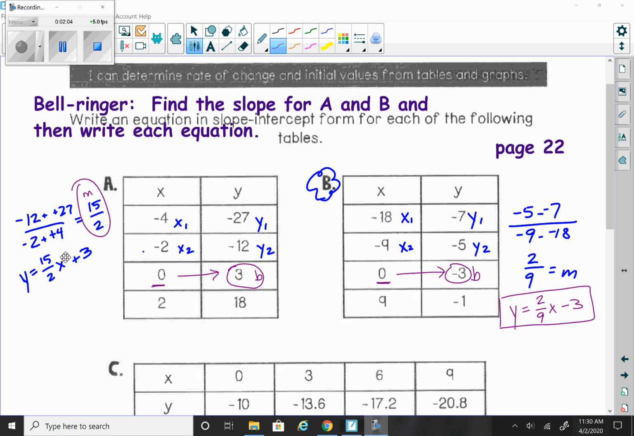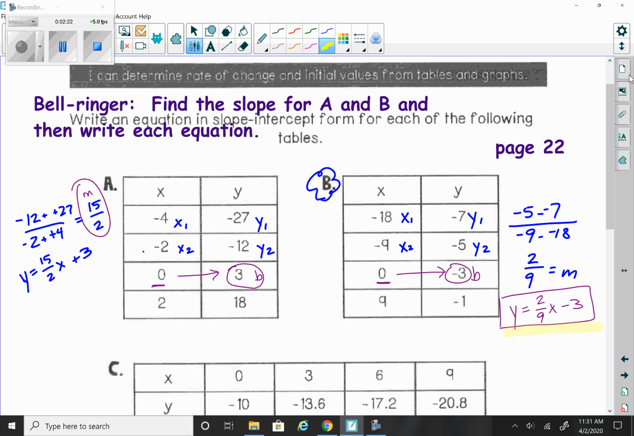Okay, so checking your answer here, you should have an equation y equals 2/9 x minus 3. Again, you can see I plugged my first 2 ordered pairs into the slope formula, got a slope of 2/9. The corresponding y-intercept value was negative 3, so y equals 2/9 x minus 3.